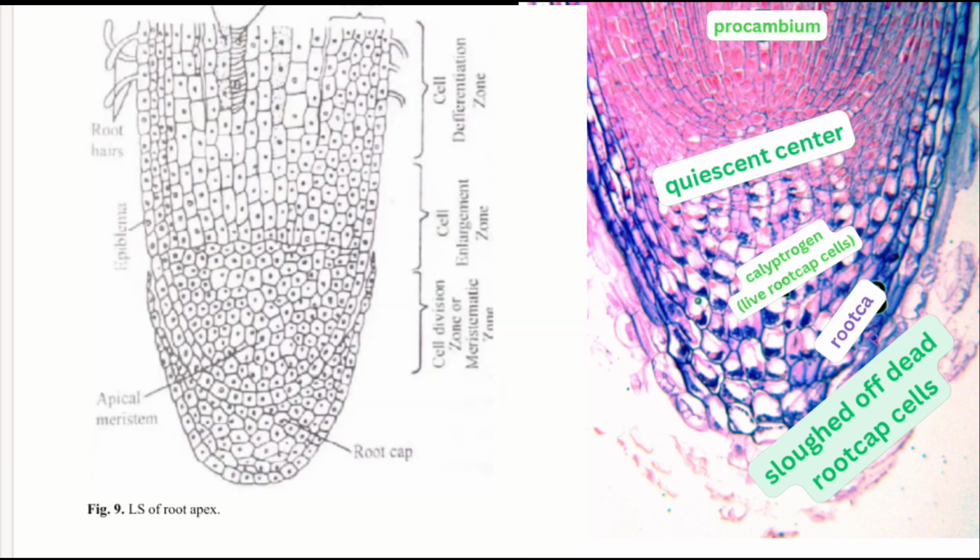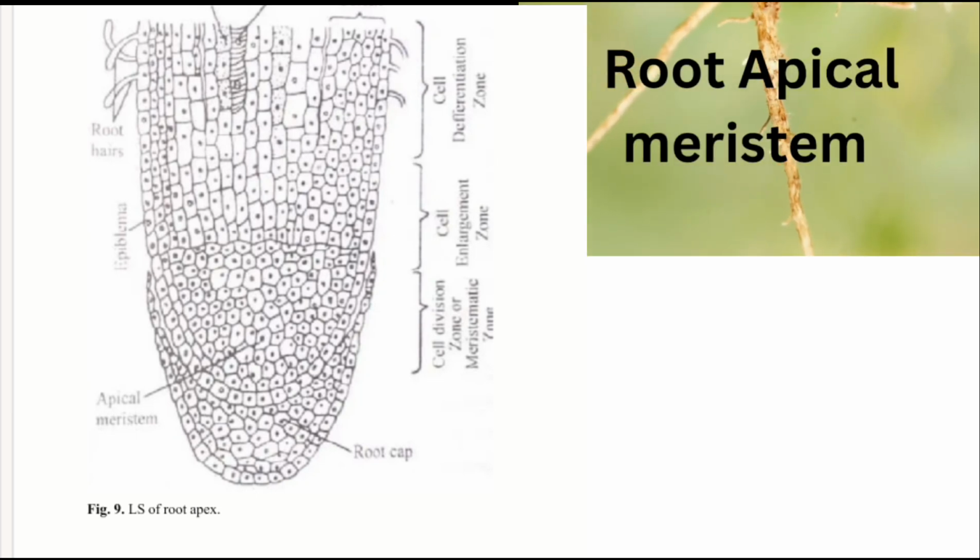So we know that a root cap is present at the very tip. It is made up of parenchymatous cells. What is the function of the root cap? To protect the root apical meristem, to produce the mucilage, that is to lubricate the soil penetration, and the outer root cap cells continuously slough off and are replaced.